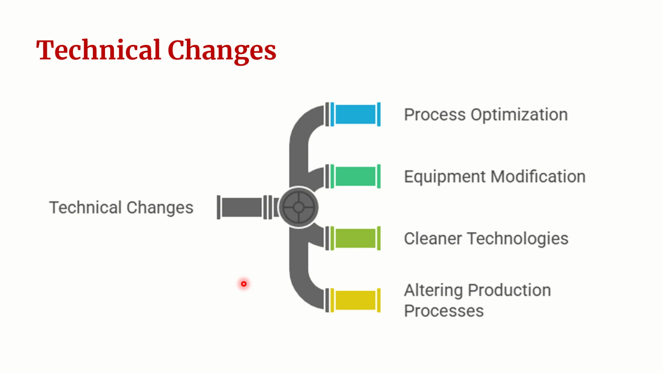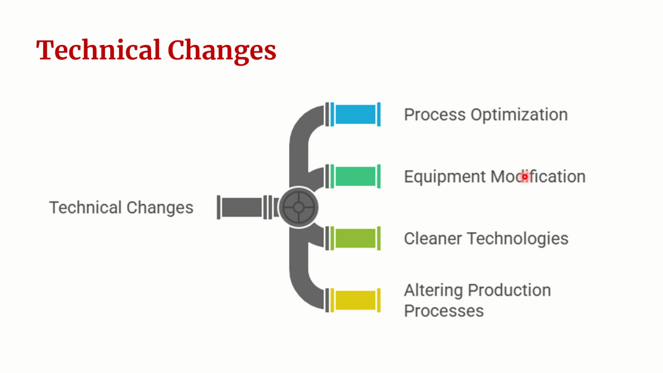Then technical changes, I mean process modification. So altering the production process or equipment to improve the efficiency and at the same time to reduce the waste generation. So technical changes involve process optimization, equipment modification, application of cleaner technologies, and altering production processes. So process optimization, it's adjusting the operational parameters like temperature, pressure, flow rate, time taken to maximize the yield and also minimize the side products and reduce the energy consumption.